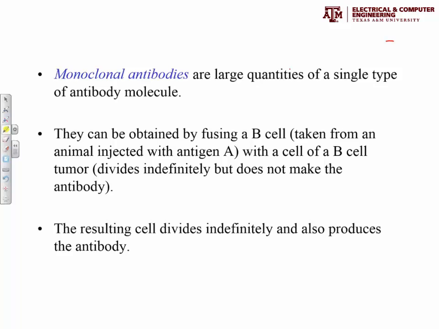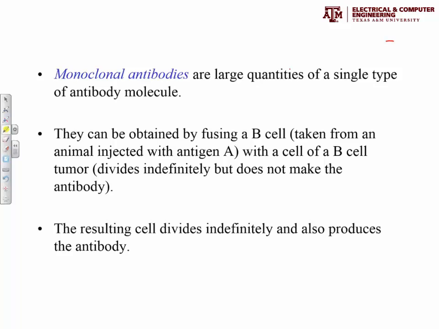So you can fuse this cell with a cell of a B cell tumor, for example, lymphomas, those are B cell tumors, right? So the tumor will have the characteristic that the cell will keep on dividing, because normally, as I said before, there is a dynamic equilibrium between the rate at which new cells are created in your body versus the rate at which old cells are getting removed. But you get a tumor when this equilibrium is disrupted. You have some cells that are just dividing even when no more new cells are needed. So you can take a cell from a tumor and that will have the characteristic that it will keep on dividing, but it doesn't make the antibody, right?